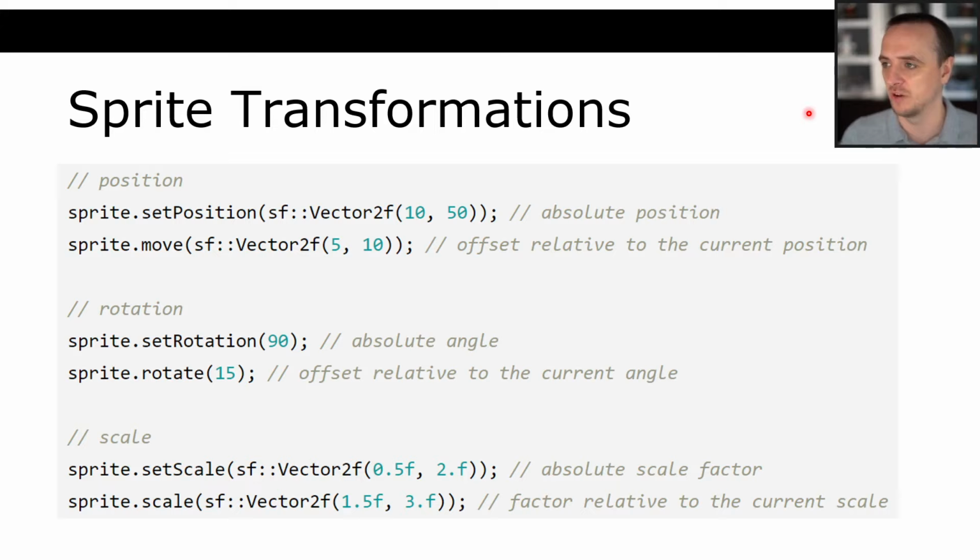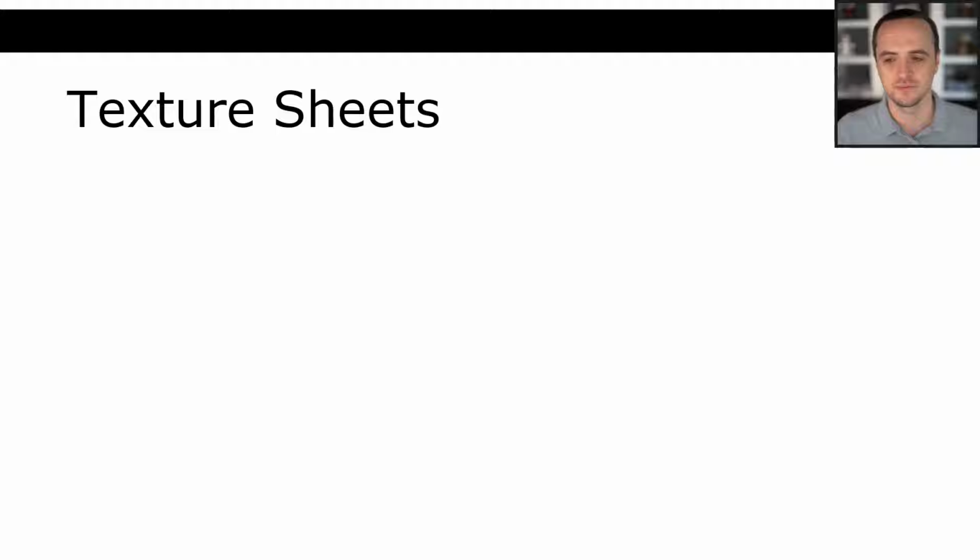So I'll get back to that, but the scale is going to allow us to shrink or grow an object or even flip it horizontally or vertically, which is great. Texture sheets.